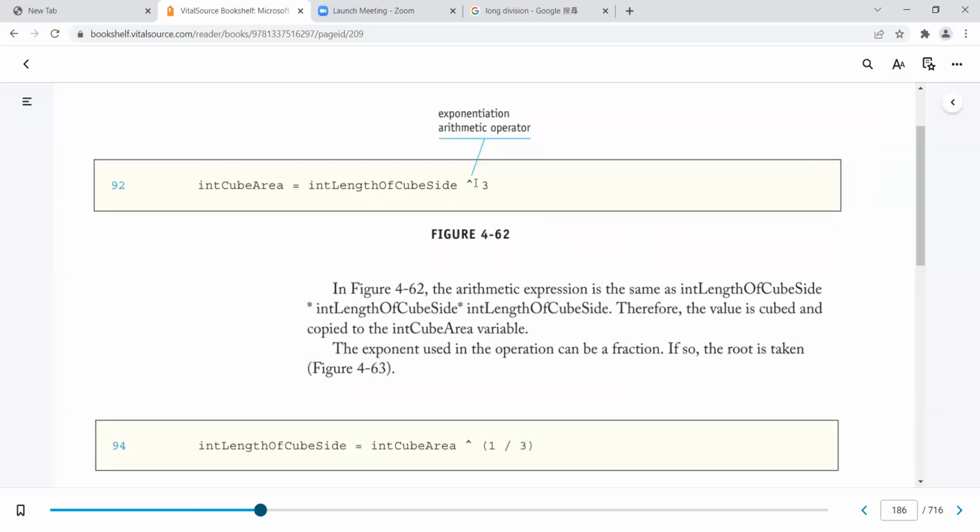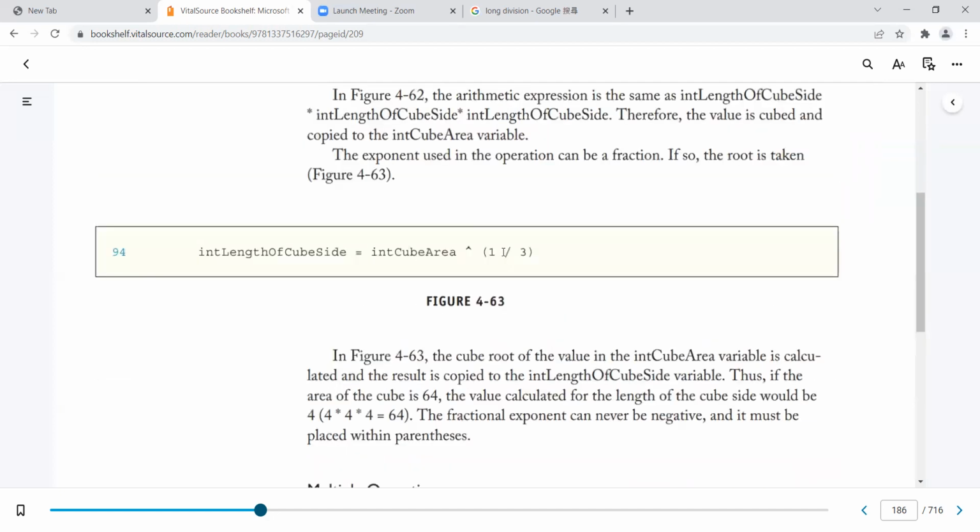Keep in mind, this is only for VB. For other languages, we don't have the symbol anymore. We have to use a function call, the existing functions in the library, to perform this calculation. Or you can write your own small function to do this. Same thing as this. So this is exponent. This is for root: if you have a root, the exponent is a fraction.